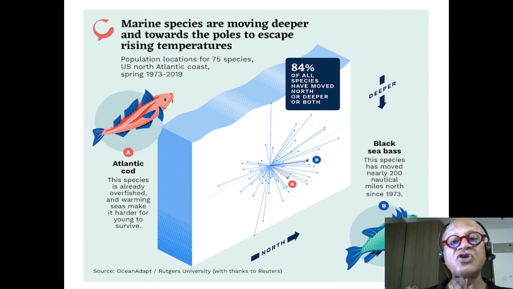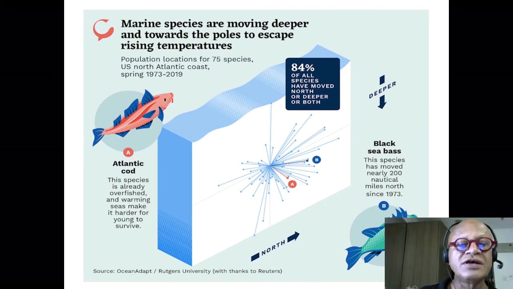So this is the introduction, and also we mentioned the biological impacts. Marine species, as we mentioned, on land we can easily see the movement of plants, grasses, butterflies, birds, insects like mosquitoes, and so on. It's much harder in the ocean because we don't have that much data, but still, with whatever data we have, we can see that marine species are moving deeper and towards the poles to escape increasing temperatures. This is showing a map of 75 species in the North Atlantic coast between 1973 and 2019. Very simple introduction. I'm not going to go into details.